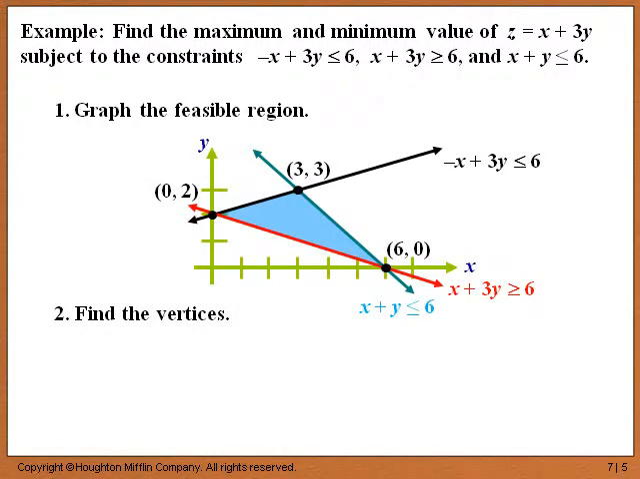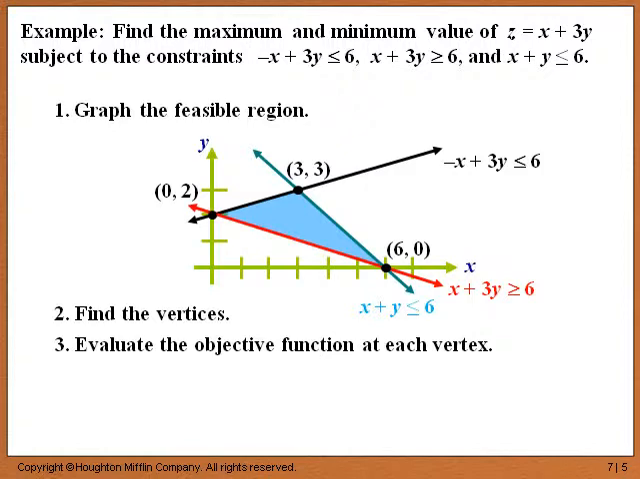Next we find the vertices, and we can find the vertices in the way we have in the past. We get (0, 2), (3, 3), (6, 0). And in this case, you can really just read those off the graph. You don't even have to do it arithmetically. We can see pretty clearly on the graph that we can get those coordinates just from the Cartesian plane itself.